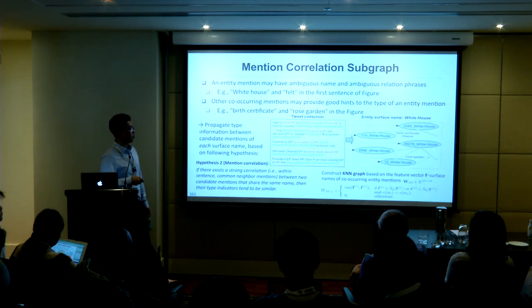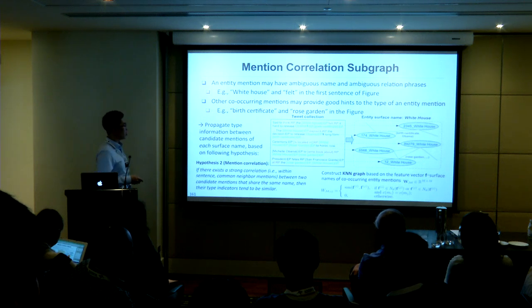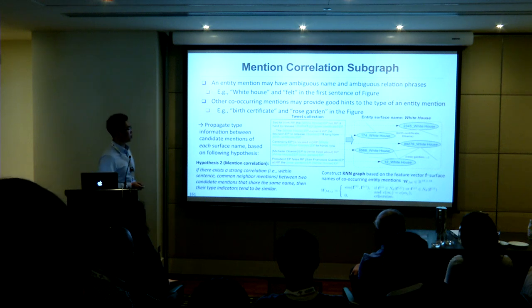This Rose Garden also appears in the fourth sentence. So you're going to see these two White Houses are actually pretty similar. They're probably sharing the same types. And if you figure out that the White House in the third sentence is a location, then this White House is pretty clear. It's also a location because the third and fourth examples are very similar in terms of their context. So that's how we build these mention correlation graphs.